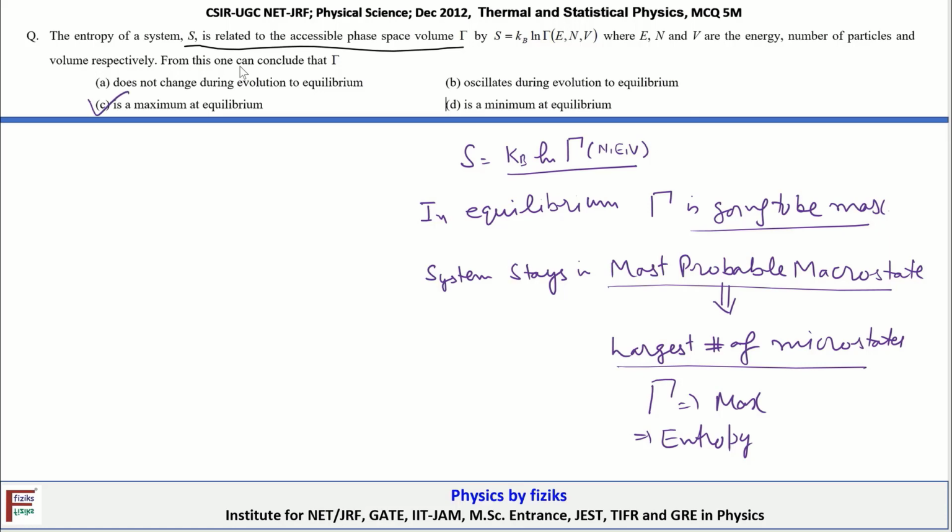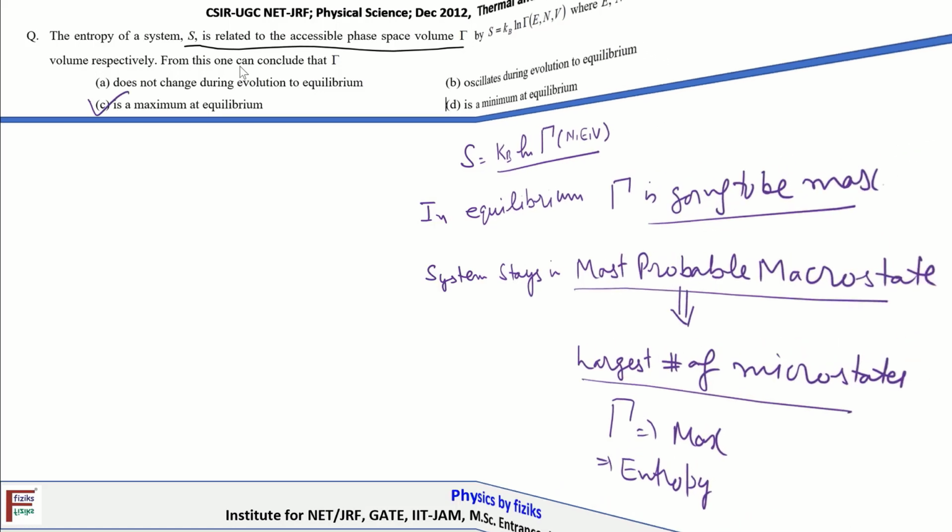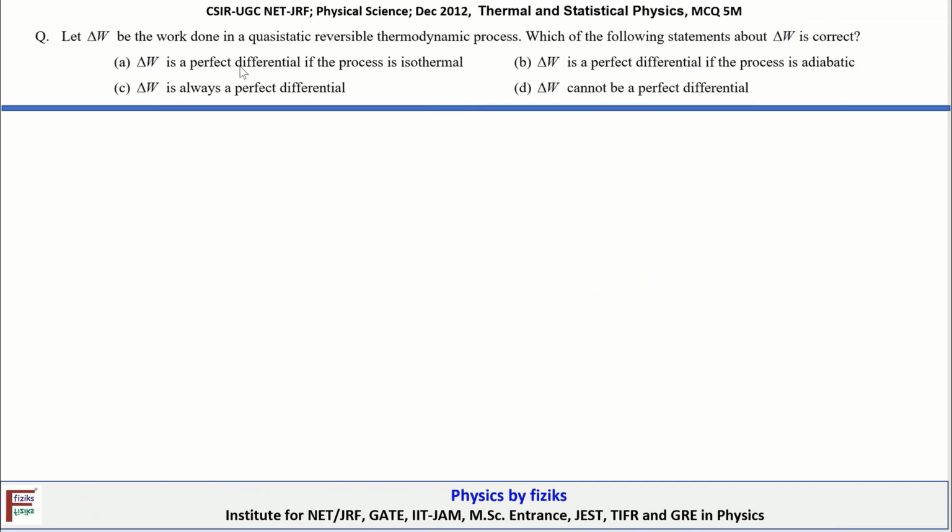Okay, let's continue with the next problem. Here we are given that delta W is the work done in a quasi-static reversible thermodynamic process. Which of the following statements about delta W is correct? Okay, so delta W is a perfect differential if the process is isothermal, and delta W is always a perfect differential. Delta W is a perfect differential if the process is adiabatic.